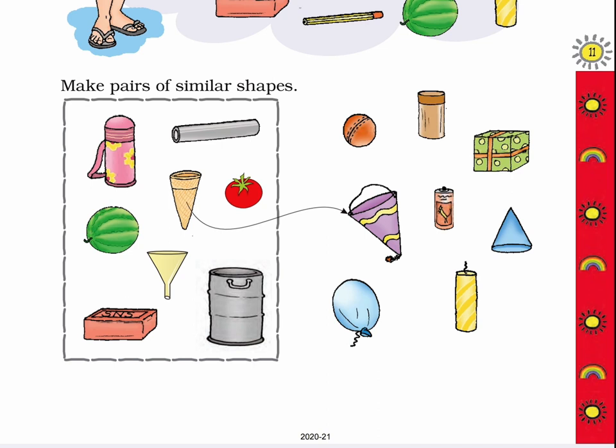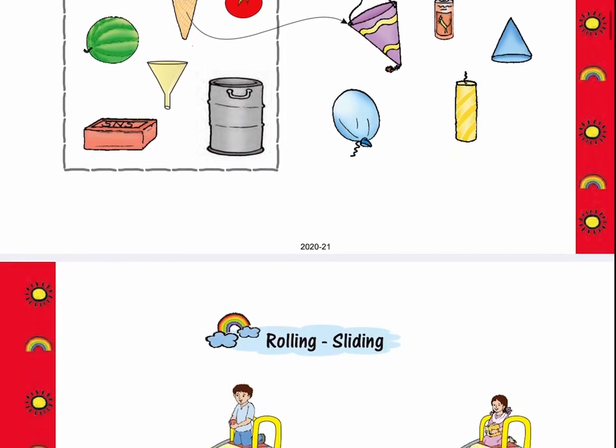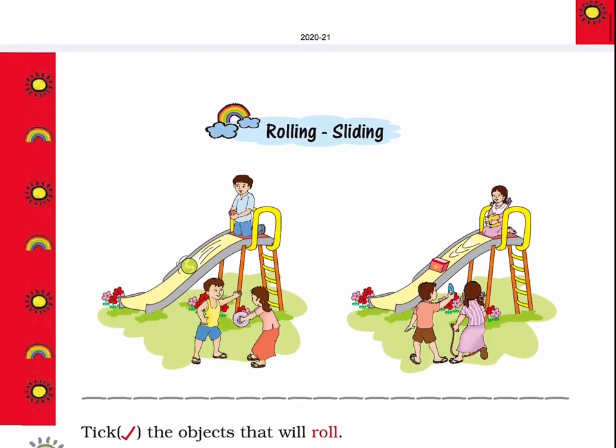One example is given for you. A birthday cap is matched with an ice cream cone. Now you have to match the similar shapes. Page 12. Rolling and sliding. This page is divided into 3 parts. Each part has a picture and a question.